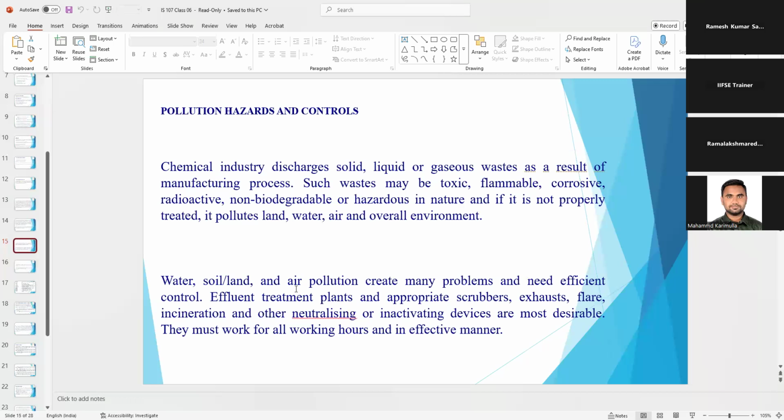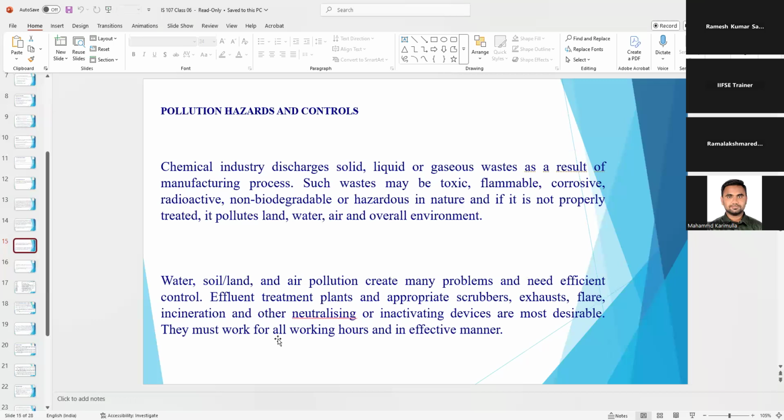So effluent treatment plants, we can treat whatever effluent we are generating. Then scrubbers to treat your fumes or emissions, and exhaust systems to take them away from the immediate vicinity, and flare. So whatever is going out of your stack can be incinerated so that there will not be any formation of vapor clouds, and other neutralizing or inactivating devices are most desirable.